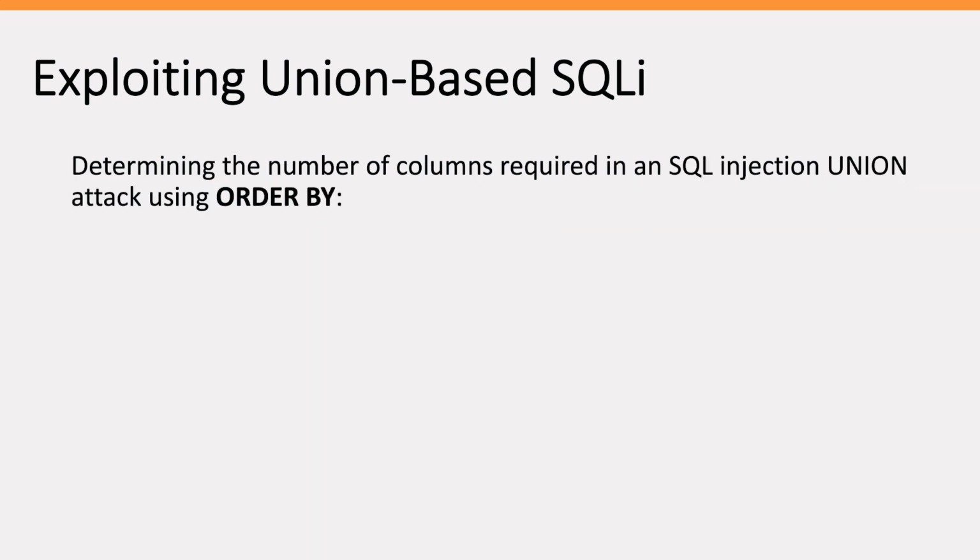Okay, so I said there's 2 different ways of determining the number of columns that are required in a SQL injection union attack. And one of the ways is using the ORDER BY clause. Now, this clause orders the result set of a query by a specified column list. So let's take an example. If you've got SELECT title, cost FROM product WHERE ID = 1, and then you say ORDER BY 1, what that means is that you're ordering by the first column, which is the title column over here.